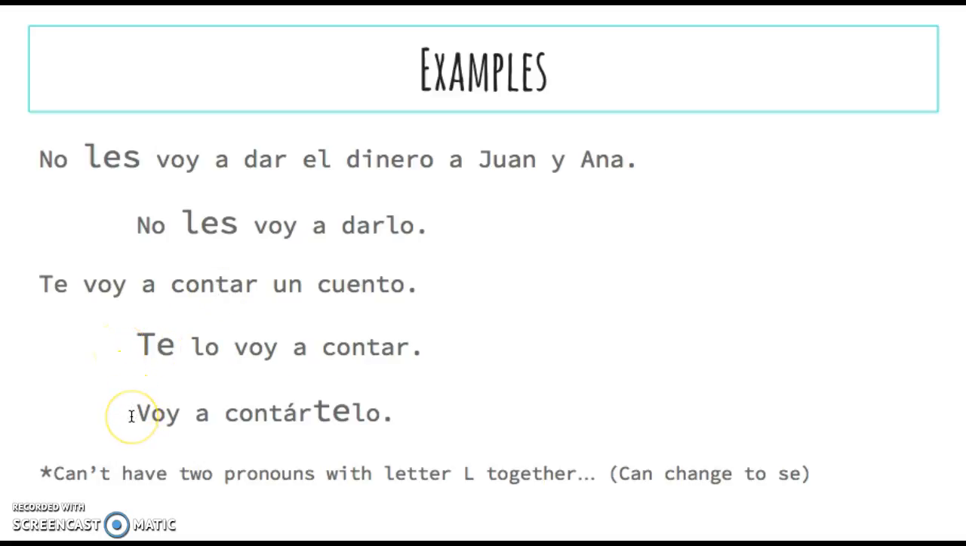Or voy a contártelo. I'm going to tell it to you. Voy a contártelo. Notice on this last example that your indirect object pronoun is attached to your infinitive, and then your direct object pronoun is attached to the indirect object pronoun. It gets a little confusing, but over time with practice we'll get it.